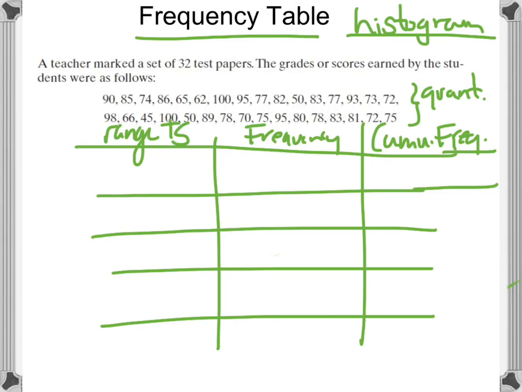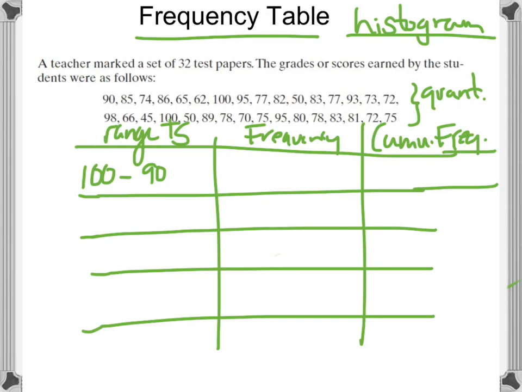Now, I want to choose a range that's consistent for all of these ranges. So if I want 10 points in each of my ranges, I might want to go from, let's say, 100 to 90. A lot of people think that that's a 10-item range. Actually, 100 to 90 is 11. There are 11 scores that I would put between 90 and 100.